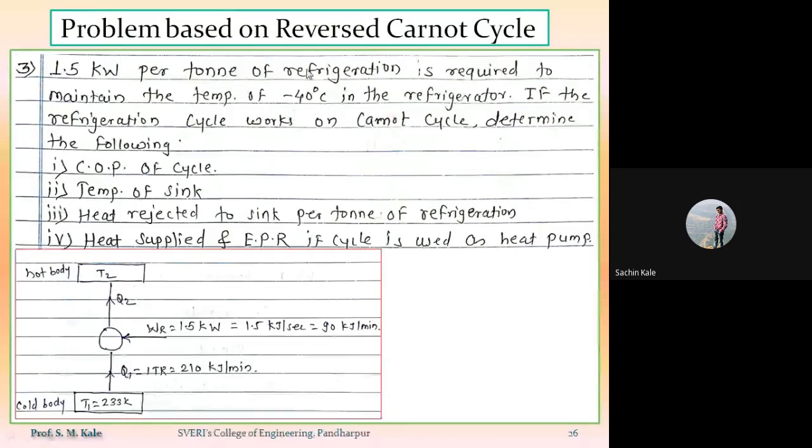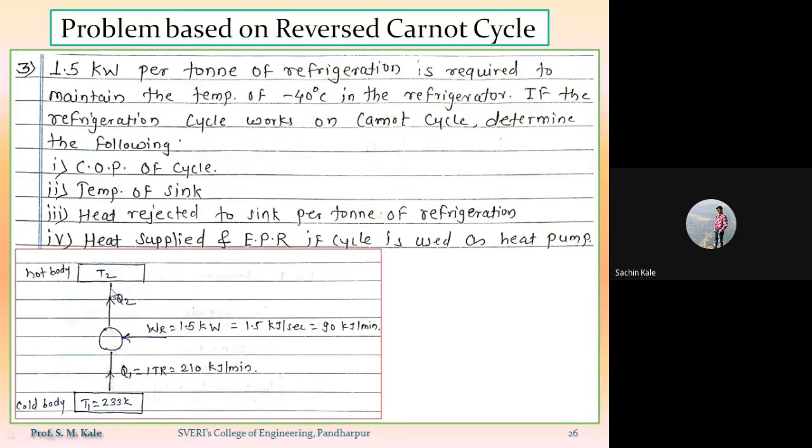So minus 40 means that will be 233 Kelvin. You have to maintain the temperature as minus 40 degrees centigrade, that is nothing but 233 Kelvin. So that will be called the cold body temperature. Another will be the hot body.